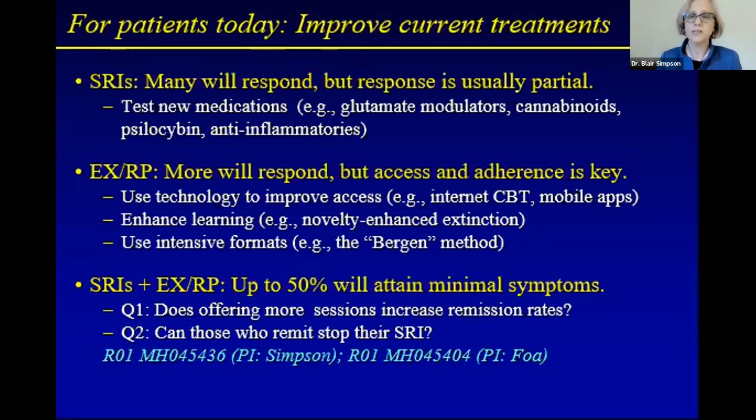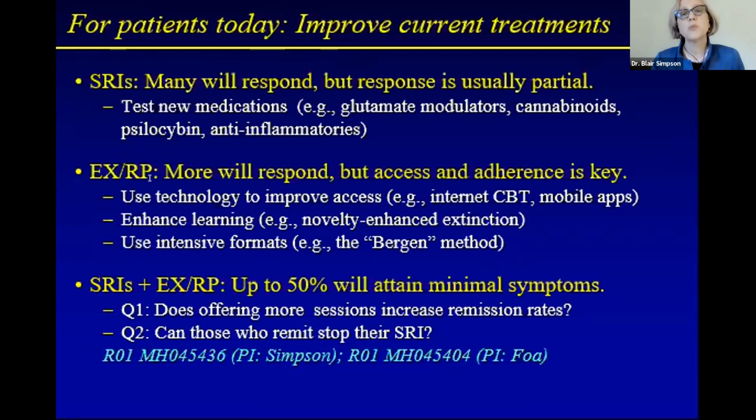And you're always, as a clinician, going to be needing to think about, well, what do I do next? So what are we doing about that, we and others? We're testing new medications in clinical trials: glutamate modulators, cannabinoids, psilocybin is now being tested, and anti-inflammatories. So stay tuned. Hopefully we'll have new options soon.